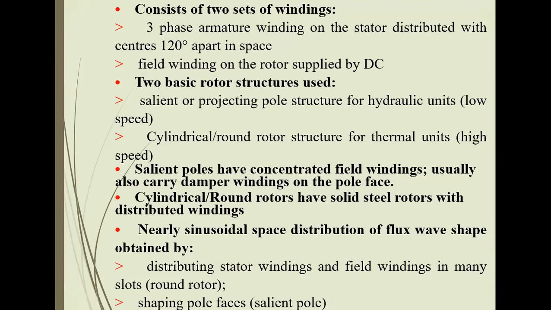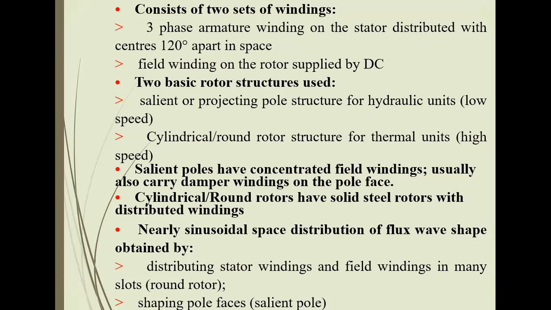So it consists of two sets of winding: a three-phase armature winding on the stator, distributed with centers 120 degrees apart in space, and a field winding on the rotor supplied by DC. Two basic rotor structures are used: salient or projected pole, and cylindrical or round rotor pole.